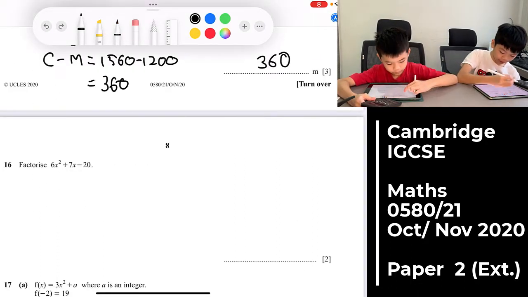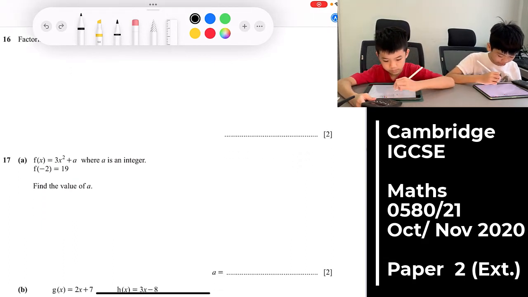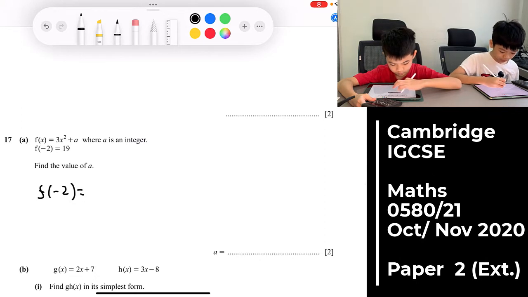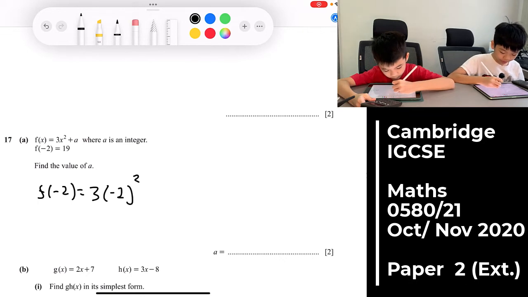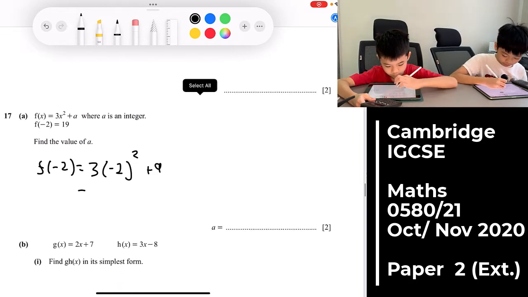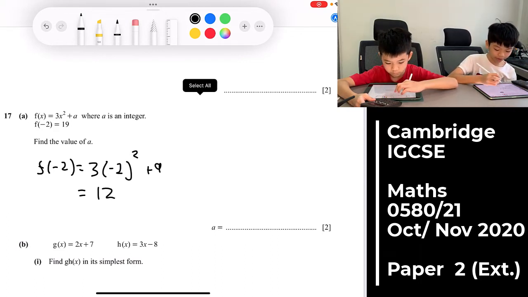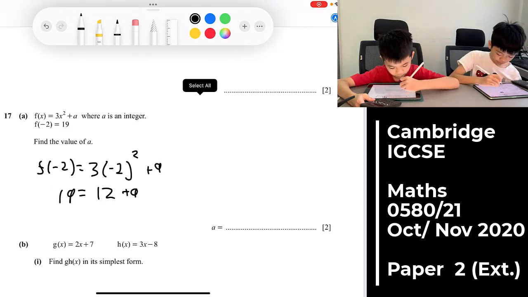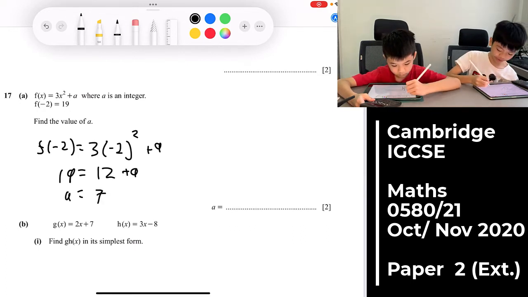Question 17a. Find the value of a, where a is an integer. f of negative 2 equals 19. That equals 3 times negative 2 squared plus a, which equals 12 plus a. So 19 equals 12 plus a. a is 19 minus 12, mental math, 7.